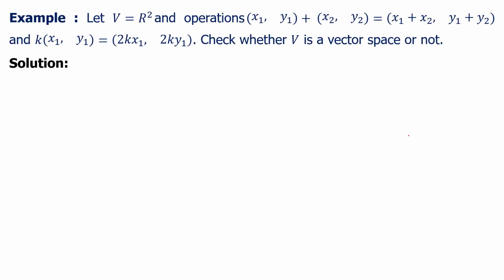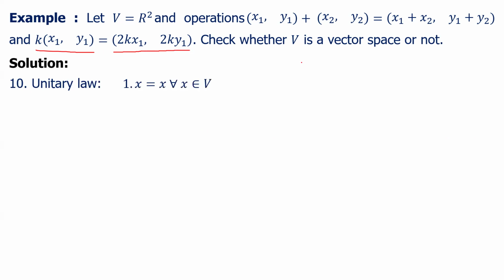Let us take one more example. Let V be R squared with the operations (x1, y1) + (x2, y2) = (x1 + x2, y1 + y2), and k times (x1, y1) = (2k x1, 2k y1). Check whether V is a vector space or not.